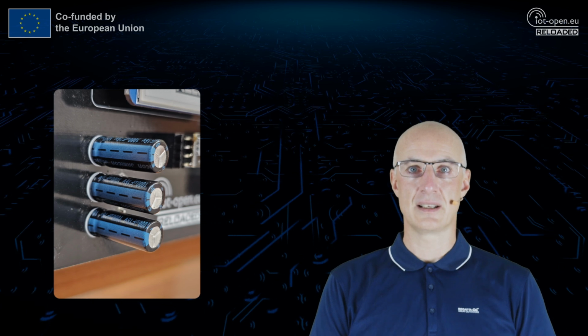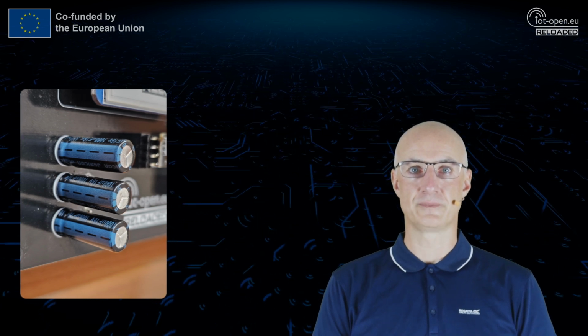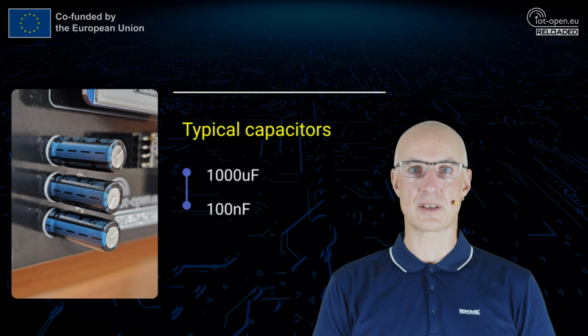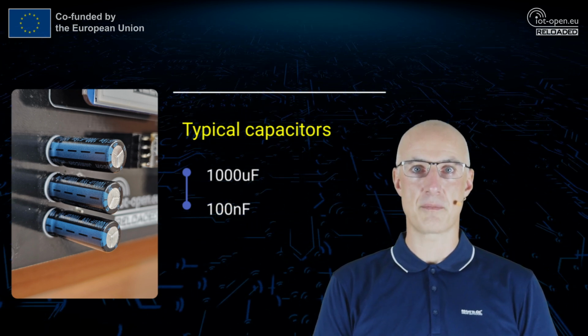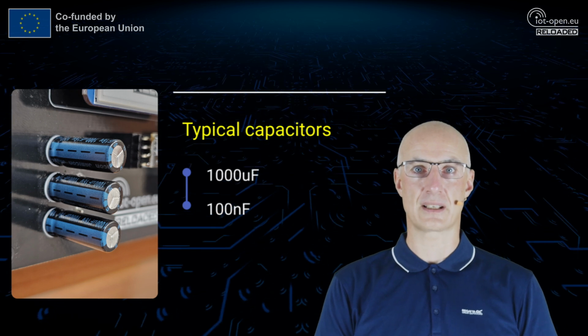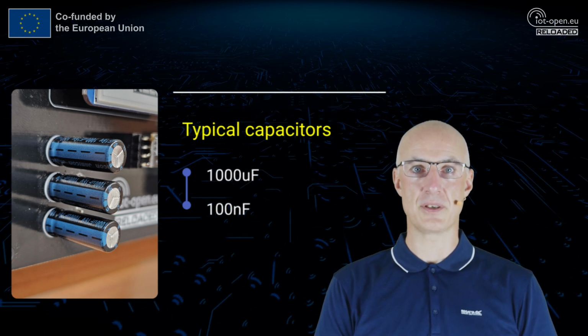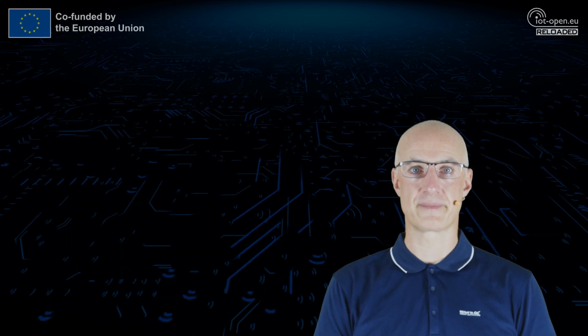For this reason, the use of capacitors is essential. A rule of thumb is to add a large capacity capacitor, for example 1000 microfarad, on the power bus and 100 nanofarad capacitors close to the IoT device's MCU and other sensitive components.